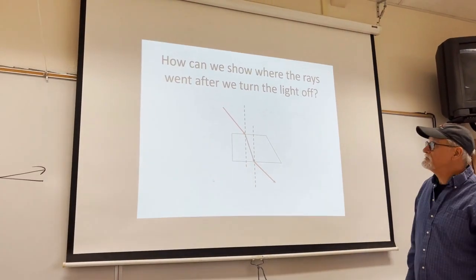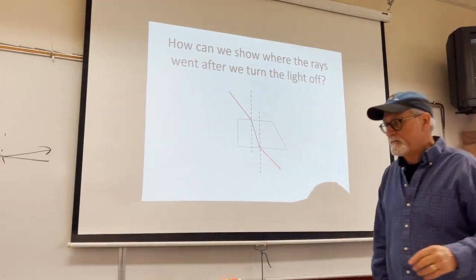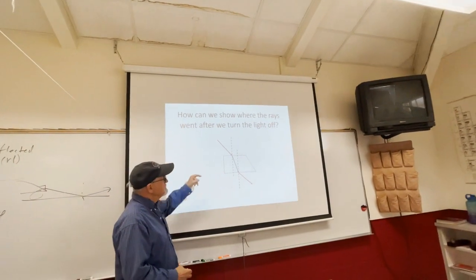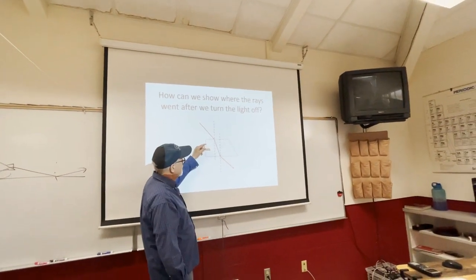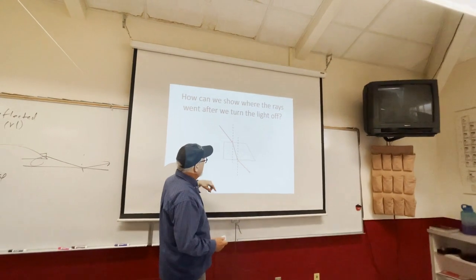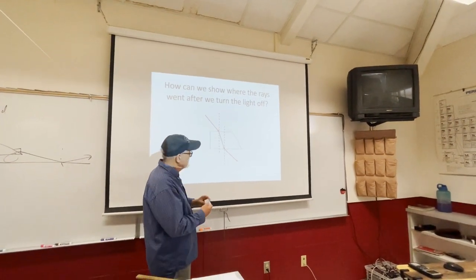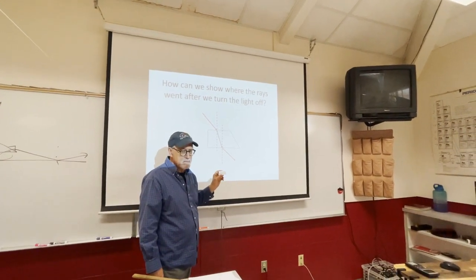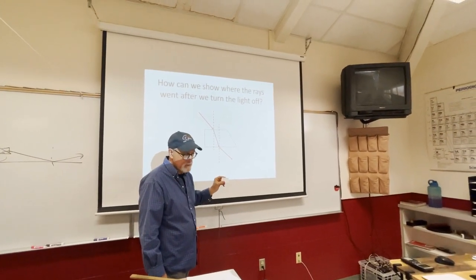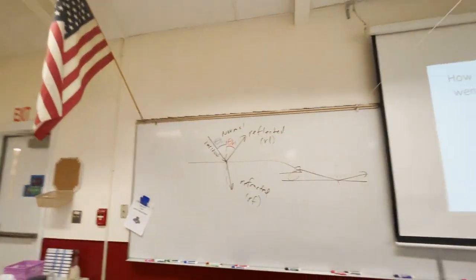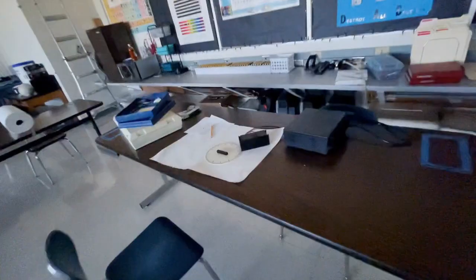Okay, so we're going to do a lab right now. And the question is, we're going to shine light through this block. And we'll see the light come in, go through, and come out. But then when we turn the light out, how can we know where the light was? All right, so this one is entitled Light Gets Bent.